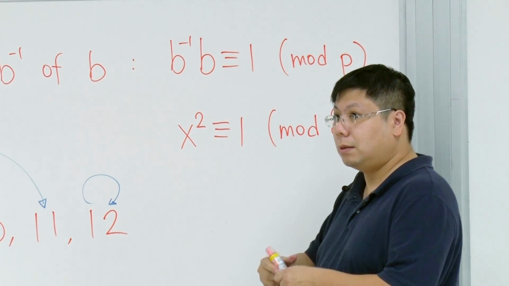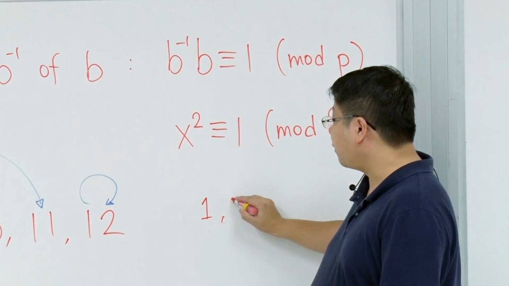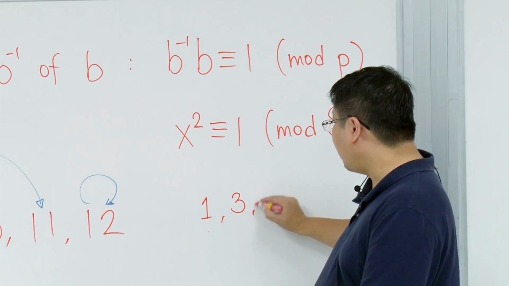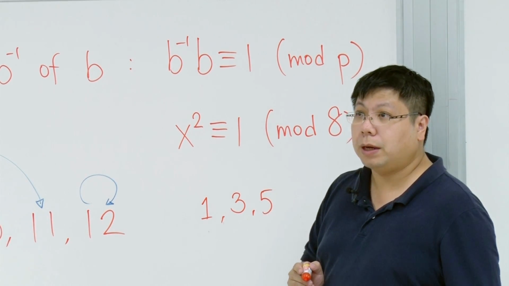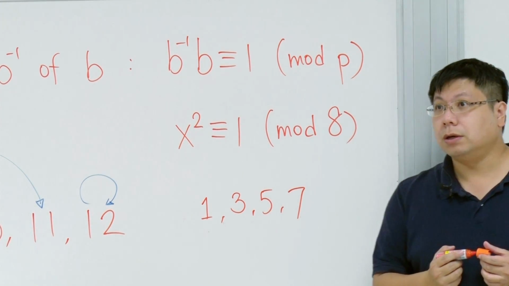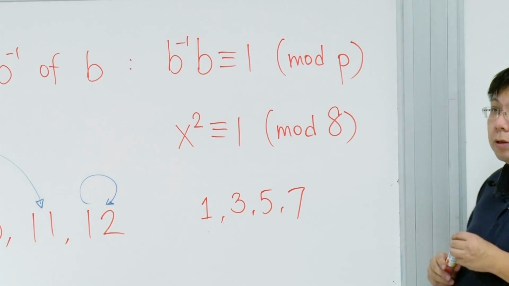One, because 1 squared is equal to 1. Am I correct? We also have 3. 3 squared is equal to 9. We also have 5. 5 squared is equal to 25. And we also have 7. Is that okay? So when we are looking at modular arithmetic, we need to be very careful.